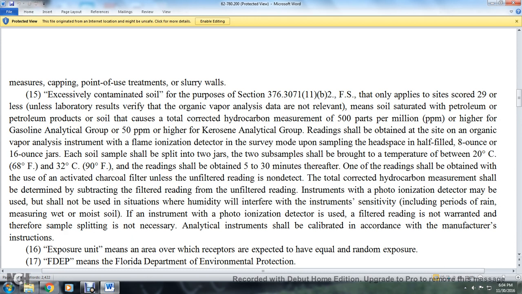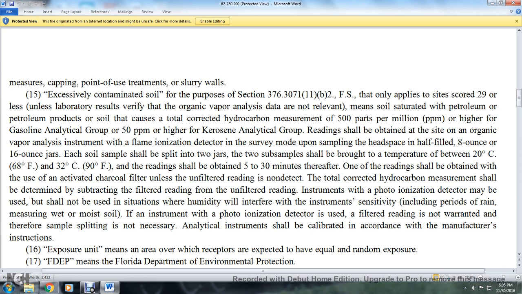The analysis instrument is a flame ionization detector in survey mode, upon disposal sampling at headspace, filled with 8 ounces of soil in 16-ounce jars. Each soil sample should be split into 2 jars. The 2 subsamples shall be brought to a temperature between 68 degrees Fahrenheit and 90 degrees Fahrenheit. The readings shall be obtained within 5 to 30 minutes thereafter. One of the readings shall be obtained with the use of an activated charcoal filter, unless the unfiltered reading is not detected.